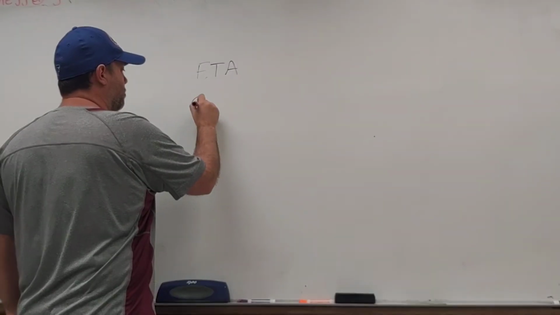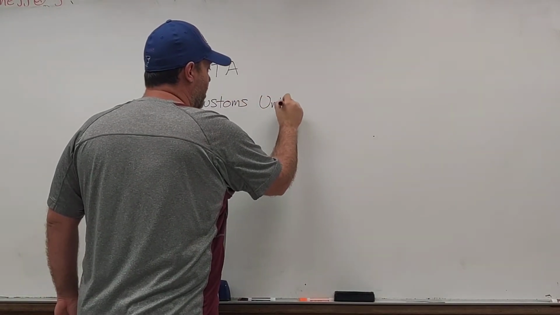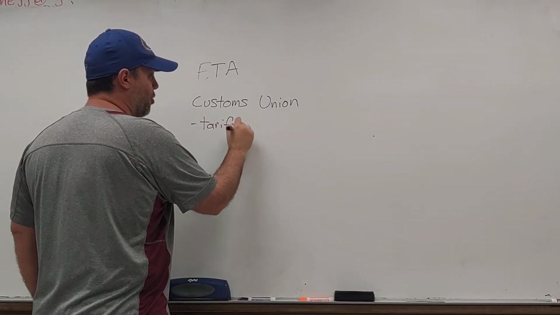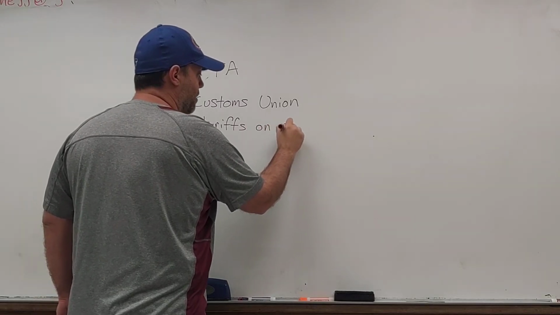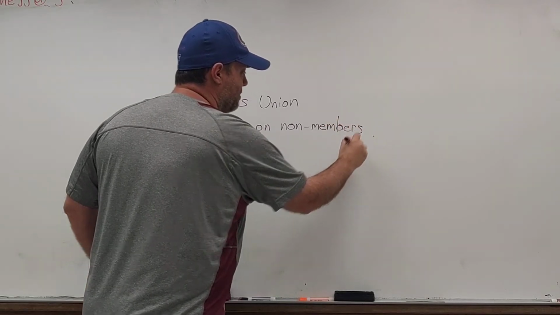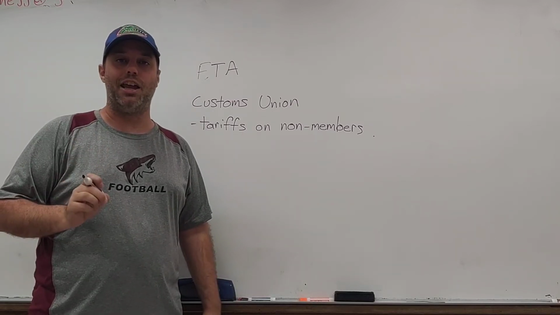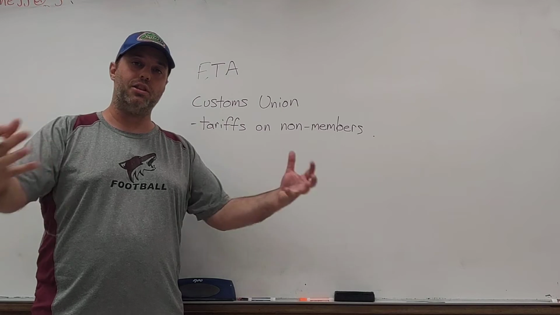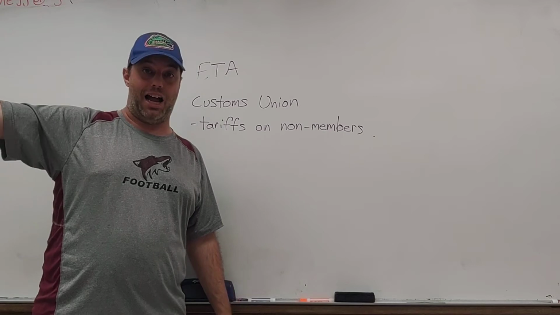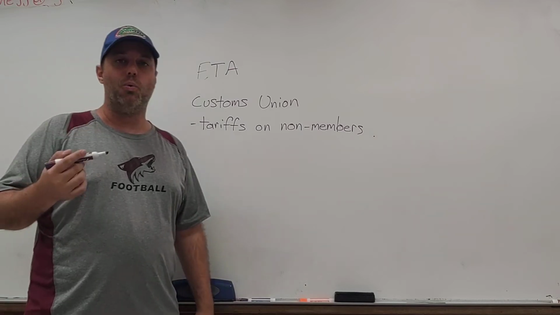Second one, a little bit more complicated, and that is a customs union. A customs union is basically one in which there are mandatory tariffs on non-members. So the concept here is a country or a group of countries are basically saying we want to encourage trade within the borders of this agreement, and we want to discourage trade outside of these few countries. Okay, that's the whole concept with a customs union.